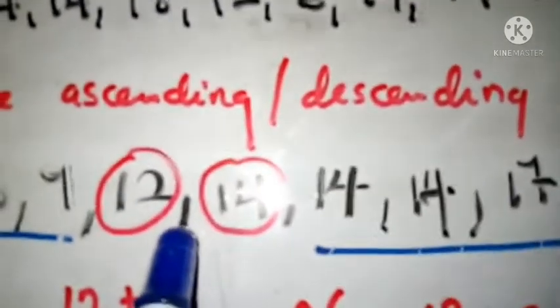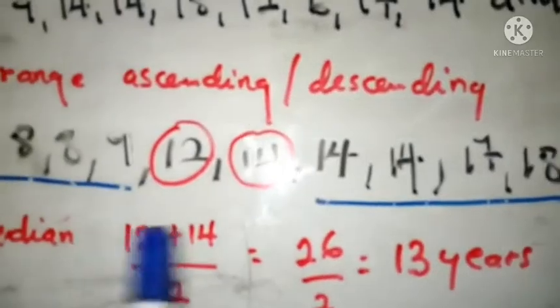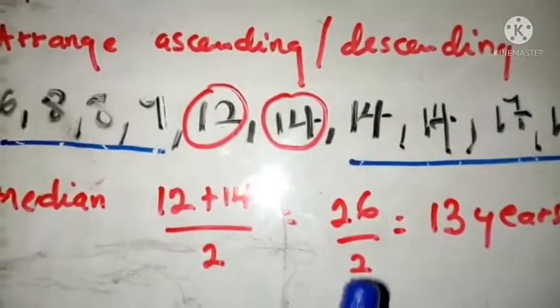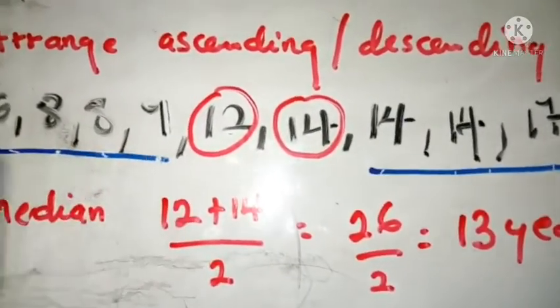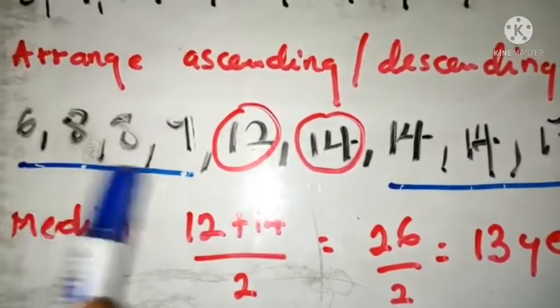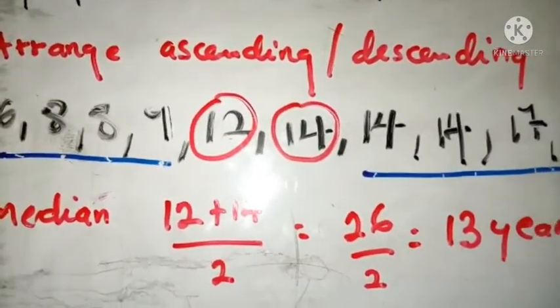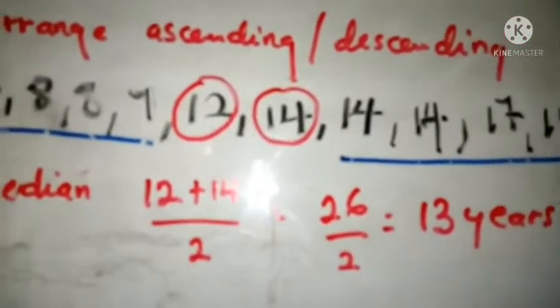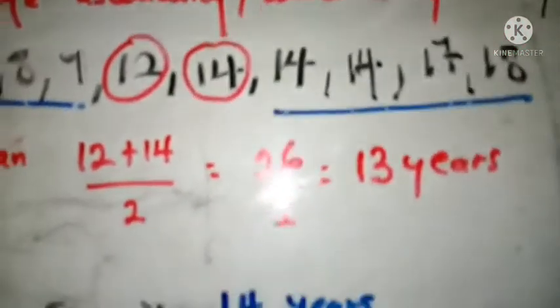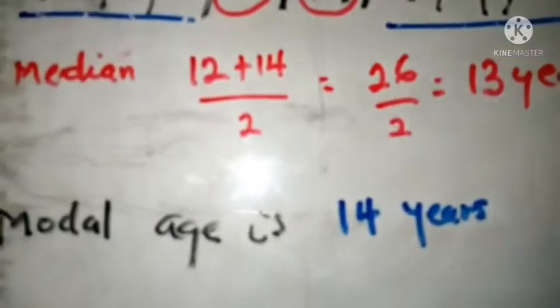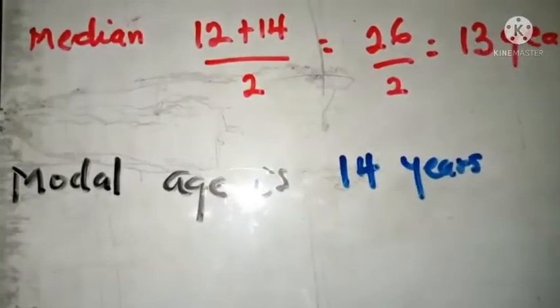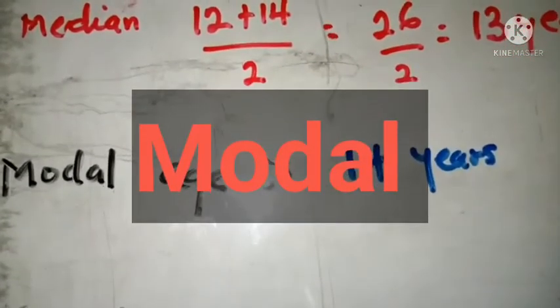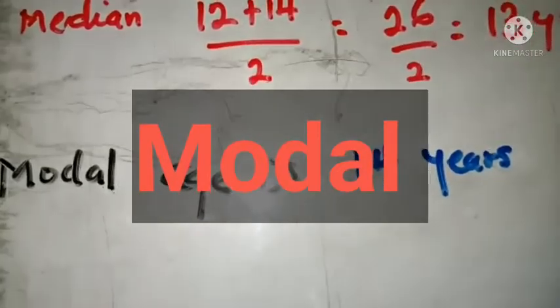Now if the numbers are even, this is how you go about it. We still want the middle, so after arranging, let the first part be 4 and the second part also be 4. Then we pick the 2 guys in the middle, add them, and divide by 2. Okay, now the next one is the mode. The mode here is the one that occurs most.